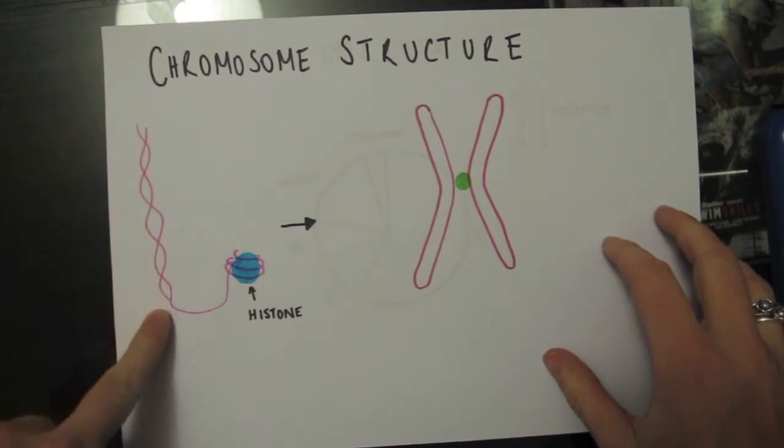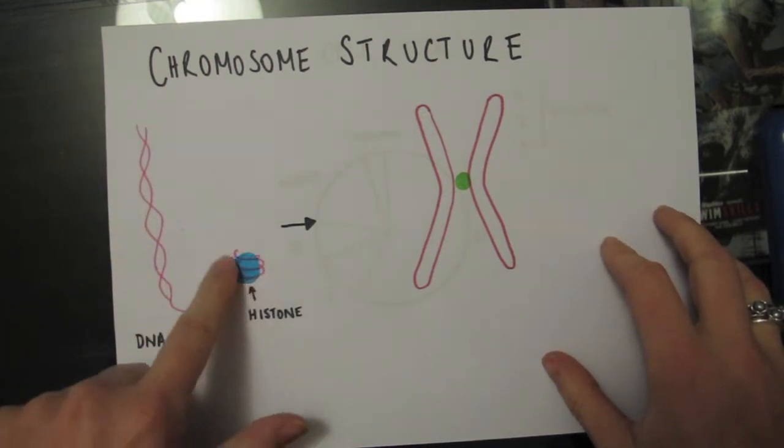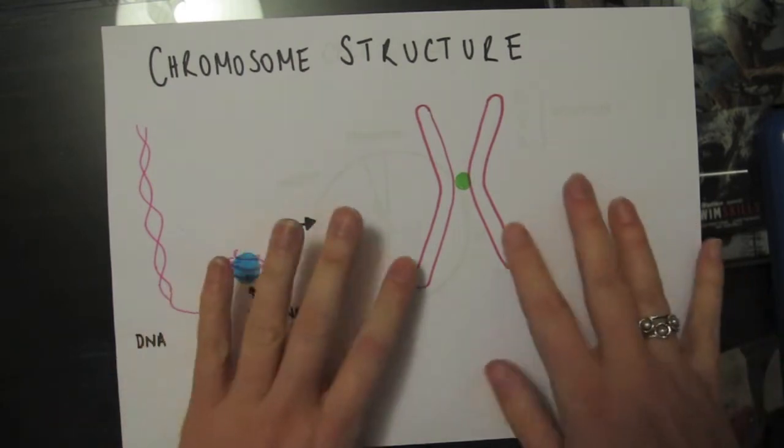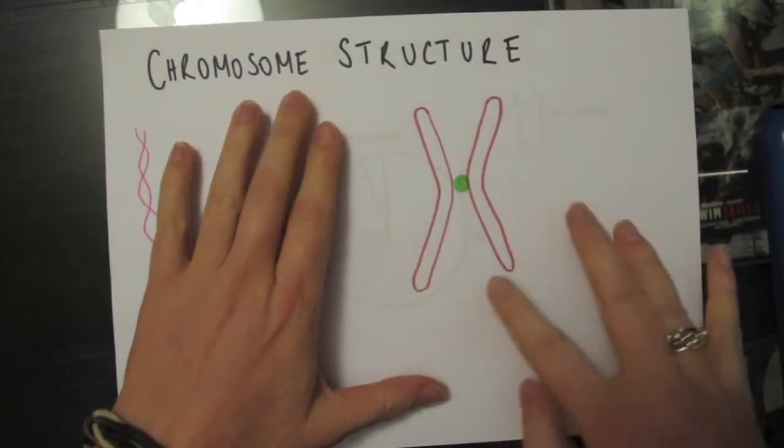Chromosomes are obviously made of DNA, and that DNA is coiled round small proteins which are called histones. Those are then compressed to form the chromosome, which is this.